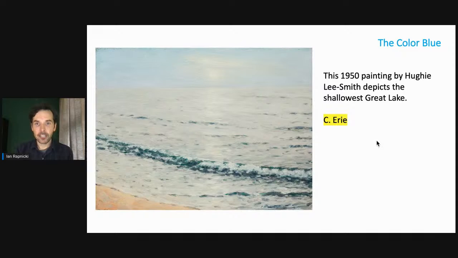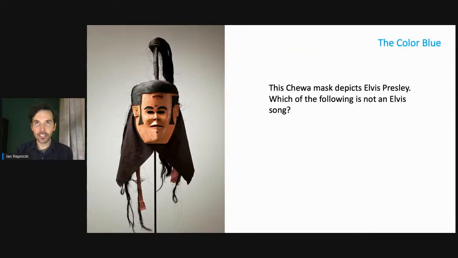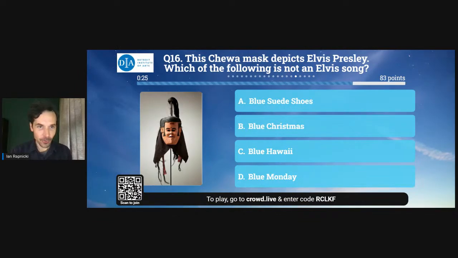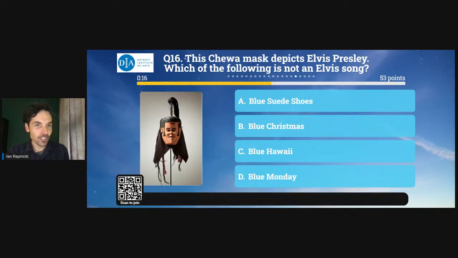Okay, the color blue. Next question. This Chua mask depicts Elvis Presley. Which of the following is not an Elvis song? Which song didn't Elvis sing? Blue Suede Shoes, Blue Christmas, Blue Hawaii, or Blue Monday? Which of these titles is not an Elvis song? Three of them are, one of them's not. Is it Suede Shoes, Christmas, Hawaii, or Monday?